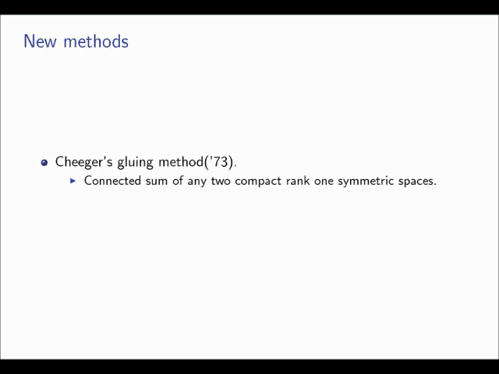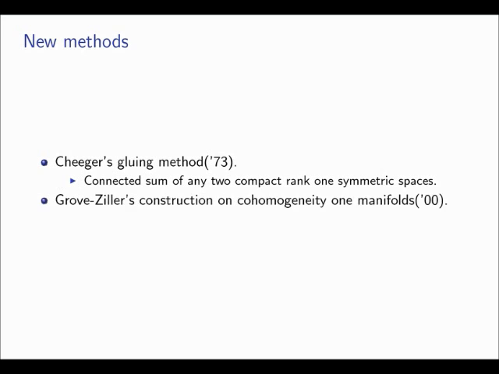So we have the compact rank 1 symmetric spaces, the projective spaces and the Cayley plane, and then Cheeger has a method to glue two compact rank 1 symmetric spaces and put a metric with non-negative sectional curvature. This is Cheeger's gluing method, and with this method we have new examples. Then Grove and Ziller, about the year 2000, generalized Cheeger's gluing method. This is called the Grove-Ziller construction on cohomogeneity one manifolds.